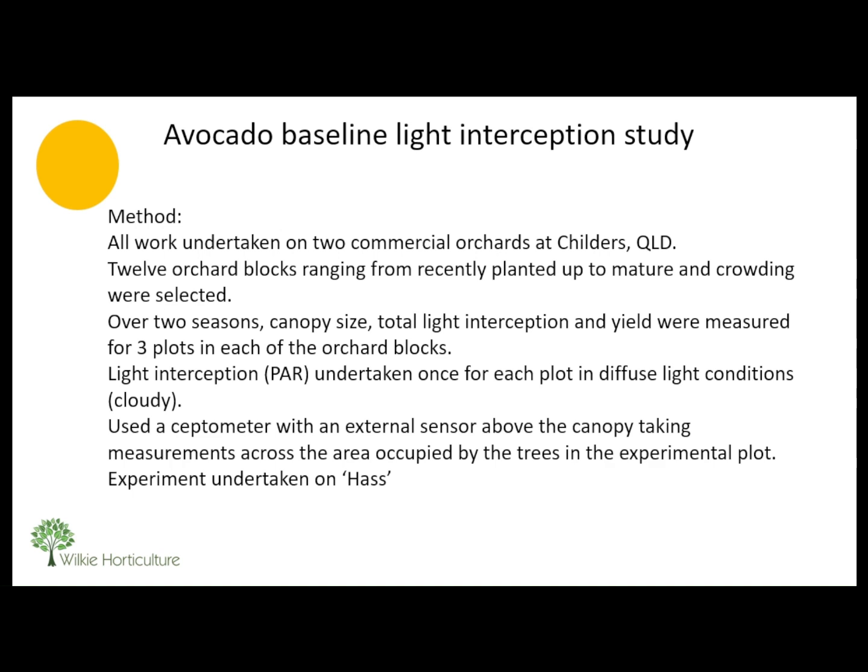We used a septometer with an external sensor above the canopy so that we could work out a percentage, and we did it across that entire area that our plot occupied, not just under the actual canopy, done on hats.